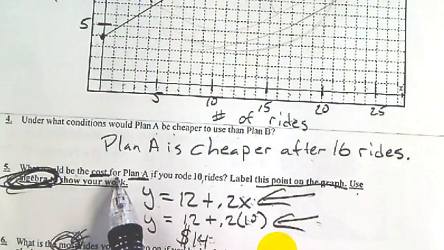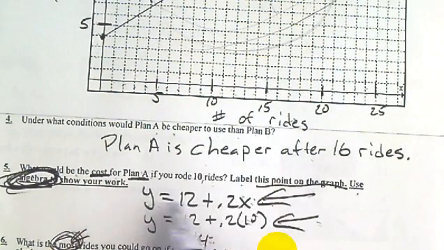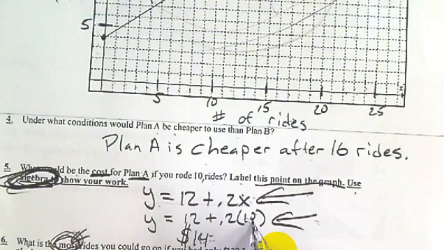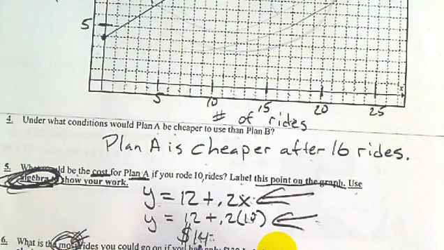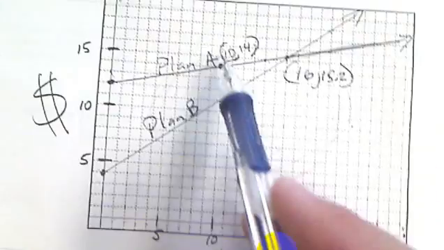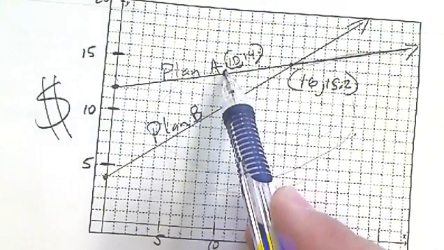What would the cost be for plan A? So I use the equation from plan A. If you rode 10 rides, rides is my x. Plug in my x, find my y, and that's my $14. So it also says, label this point on my graph. So I went up here at (10, 14), put a dot.